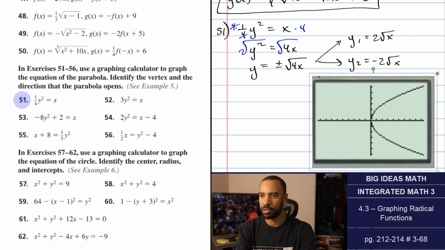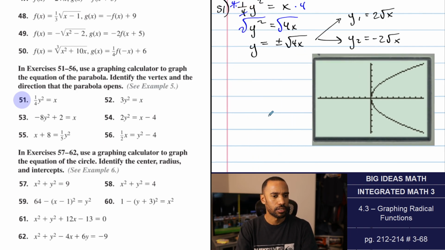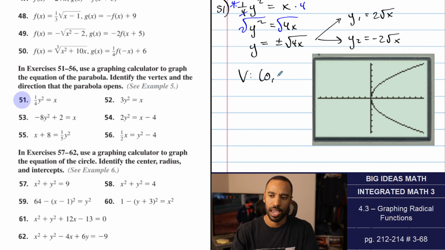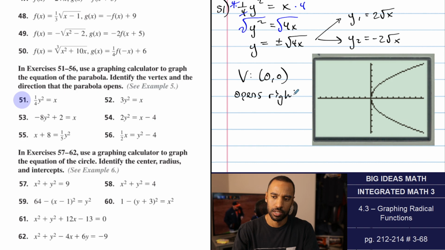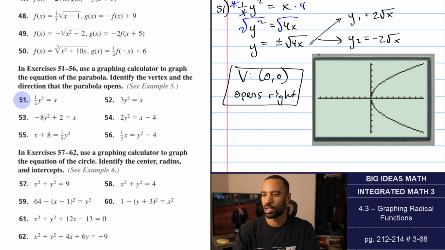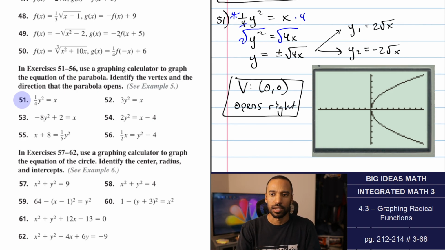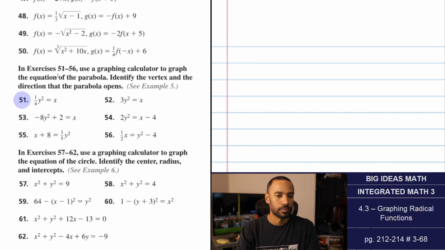There's the graph of it. For domain and range, identify the vertex and the direction. Sorry, they don't want domain and range. The vertex is at the origin, and the direction it opens is right. Did I know that? Yeah. We're good. All right, number 52.